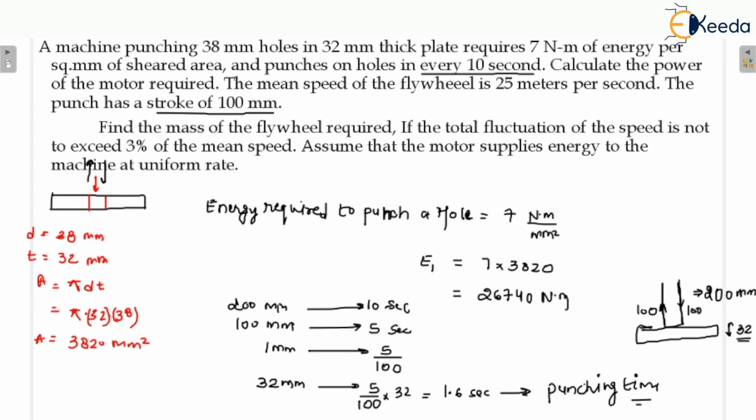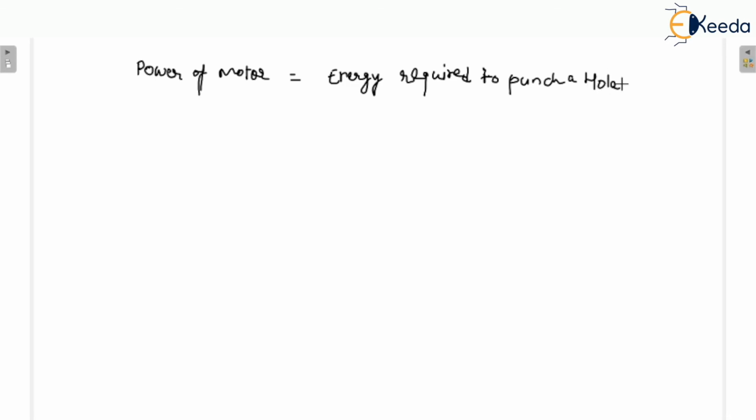So this is in Newton meter, and if I want to calculate the power of the motor, this would be equal to the energy required to punch a hole in 10 seconds, divided by the time. So you can find out the power of the motor.